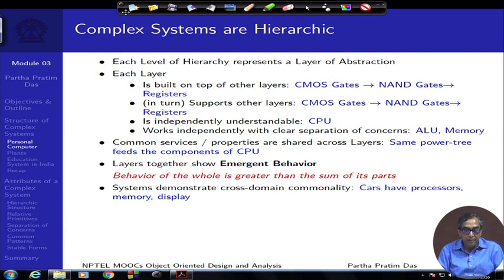So, the behavior of the CPU is more than the behavior of the ALU plus the behavior of the memory plus the behavior of the bus and so on. Together, when they are put together properly interlinked, they build the whole system, which has a higher emergent behavior.